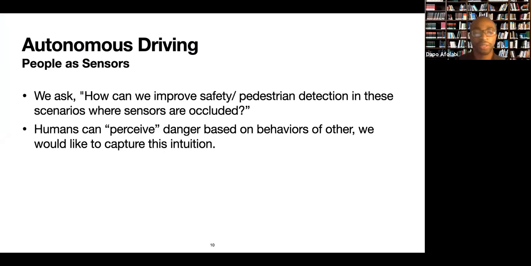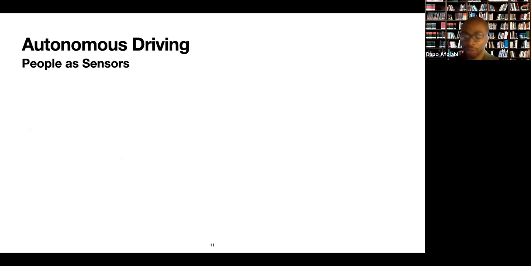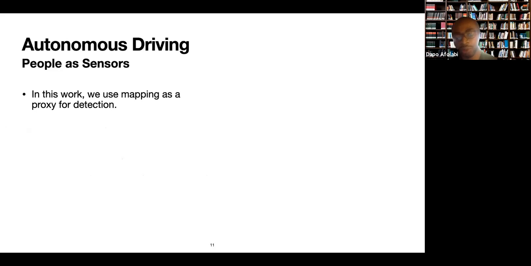So we want to ask ourselves, we know that the actions of humans can help provide useful information when sensors are occluded. How can we incorporate this action to provide safety? And so that's what we're going to do. Specifically, the way we're going to model this problem is to treat it as a mapping problem and use that as a proxy for detection.